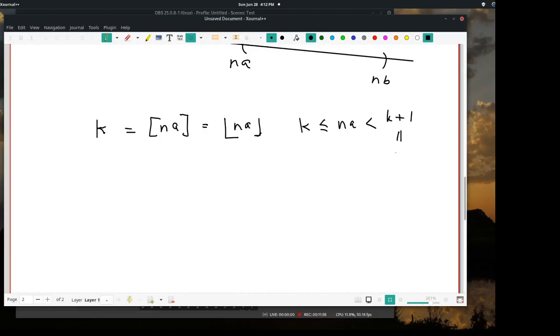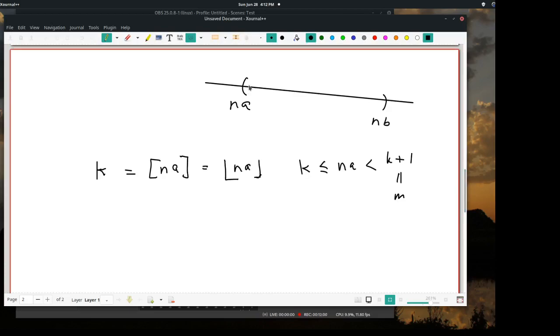Therefore if I take k plus 1 as m, it should be strictly greater than na, so it will be on the right of na. But remember, k is here, and k plus 1 should be to the right of na. Can k plus 1 be beyond nb? It cannot. Why? Because the length from k to k plus 1 is 1, but that contains a subinterval na to nb whose length is greater than 1. So this contradiction shows m cannot be greater than or equal to nb. Therefore m lies in the interval na to nb.